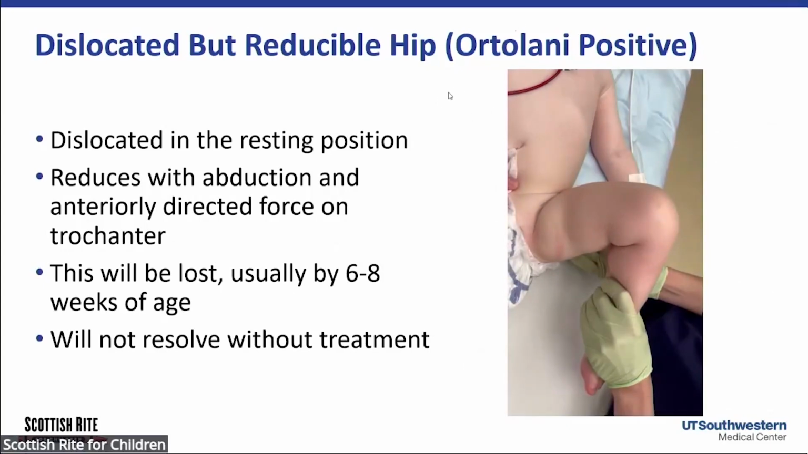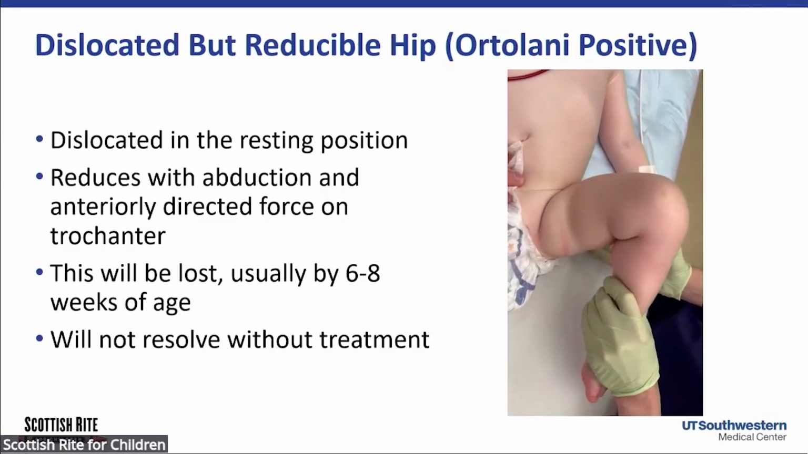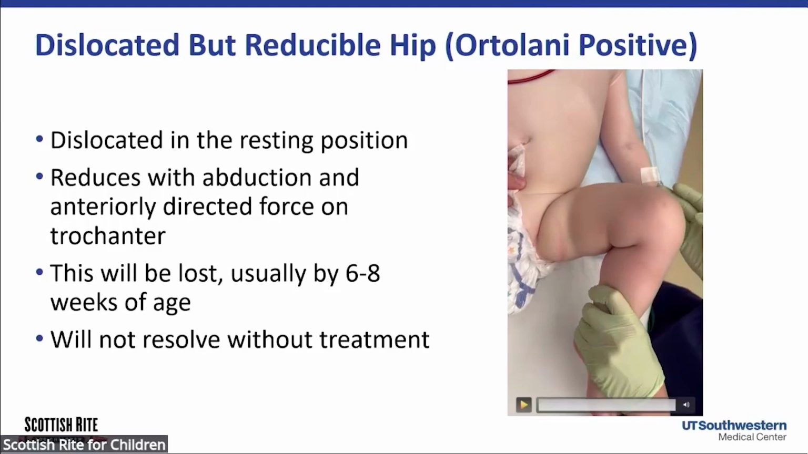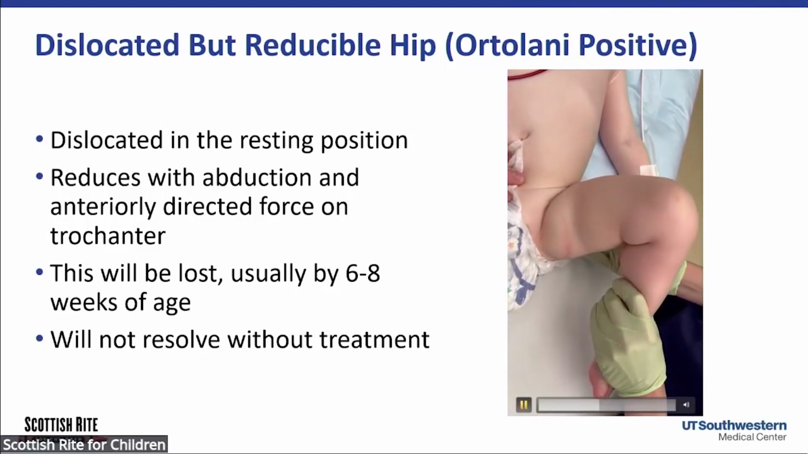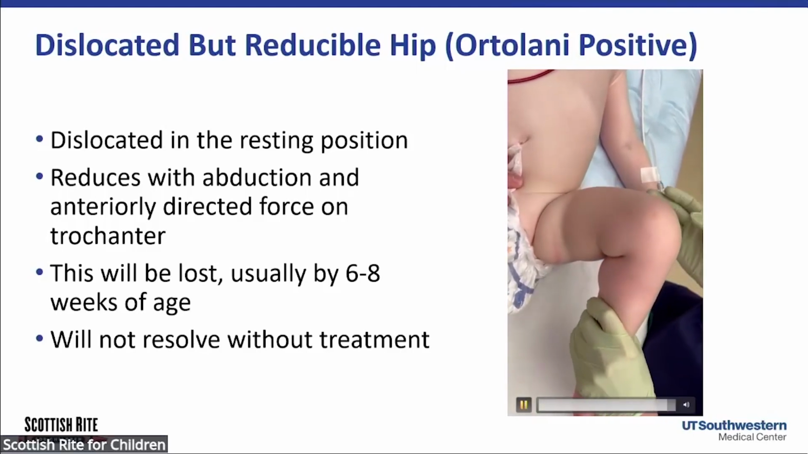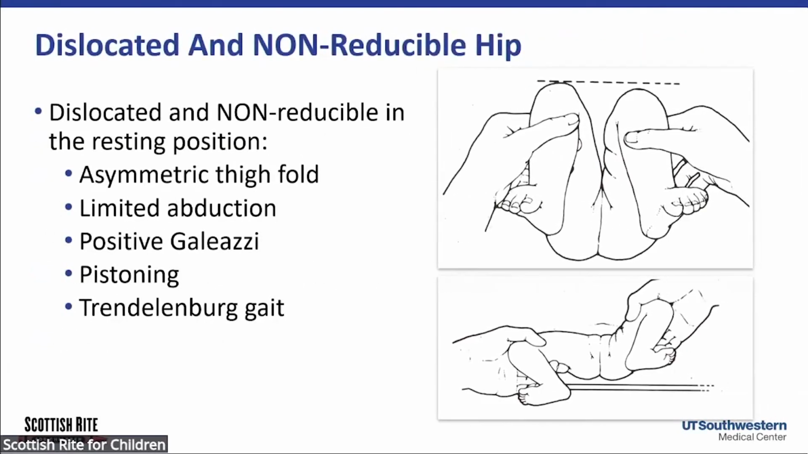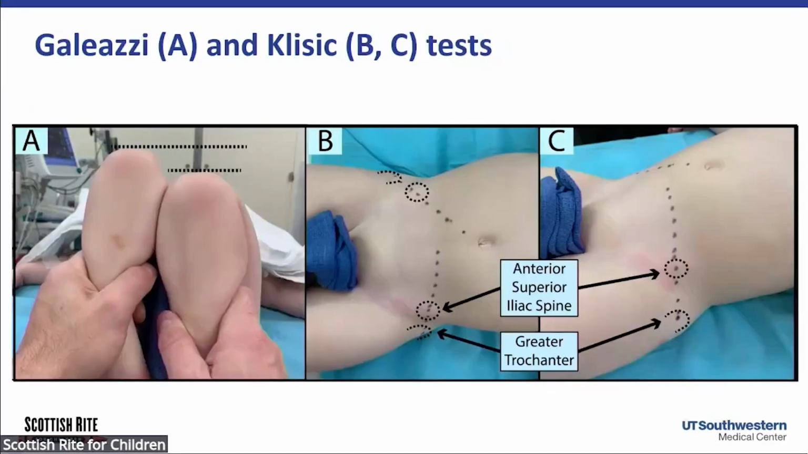This is an example of an older infant, like a year or so, that we're in the operating room for a closed reduction. You can see the hip is out, and then as we adduct, it pops out, and that's popping back in. So you can usually appreciate that there's a significant click or clunk there. Ultimately, if the hip remains out, it's going to become a fixed dislocation, dislocated and non-reducible. So what findings will you see there? Well, you'll see asymmetric thigh folds, as I highlighted before, limited abduction, again, the most sensitive finding, a positive Galeazzi sign, and in older patients, a Trendelenburg gait.